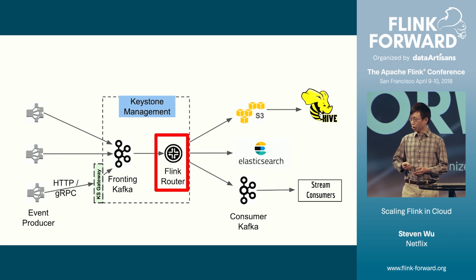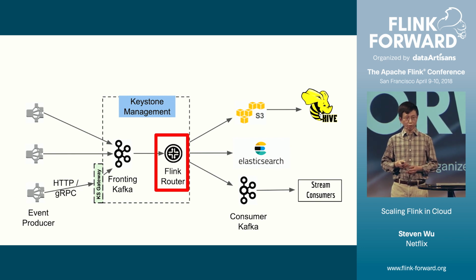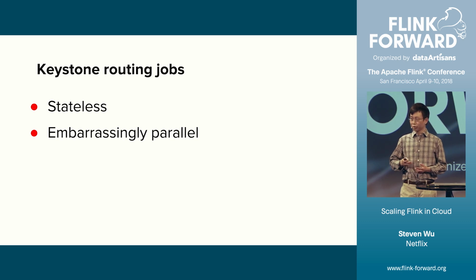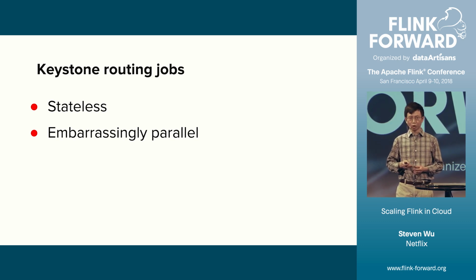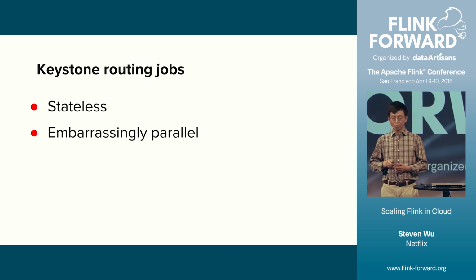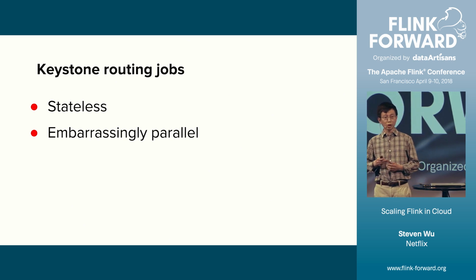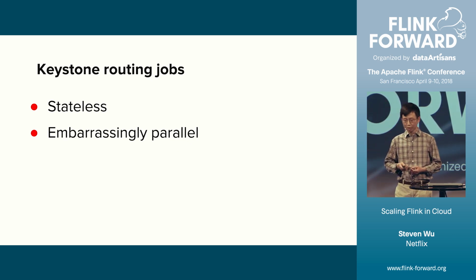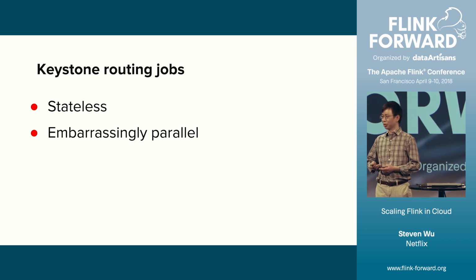Again, for this part of the talk, we're going to focus on the Flink router. At a very high level, our Flink router is very simple. It's a stateless job. There's no windowing. There's no aggregation. It's embarrassingly parallel, meaning there's no data shuffling. So it supports a source operator, maybe filter, projection, and sink. So it's probably the simplest Flink job you'll ever find.